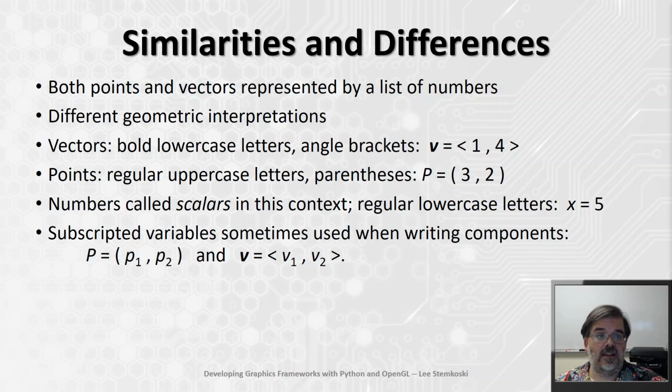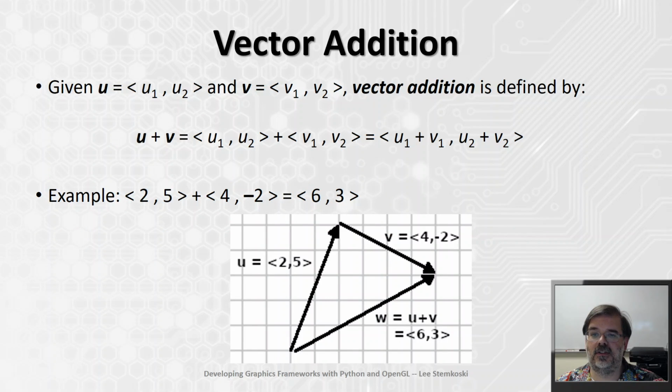Now, one thing that we'll want to do is define some algebraic operations with combinations of vectors or points. And in theory, you can define any operation you want, but only some of them are going to make geometric sense. And so, we'll talk about a few of those right now. One of the most important operations is called vector addition.